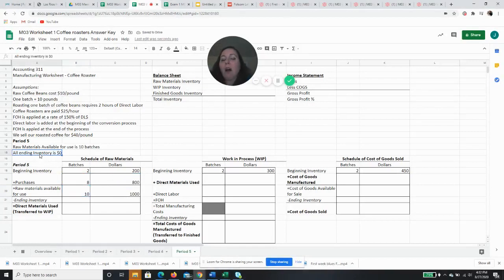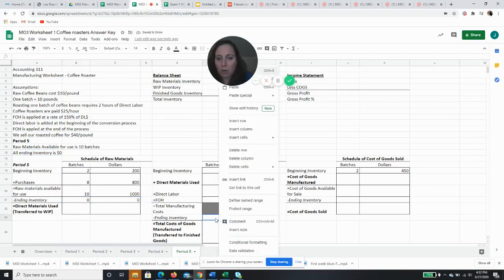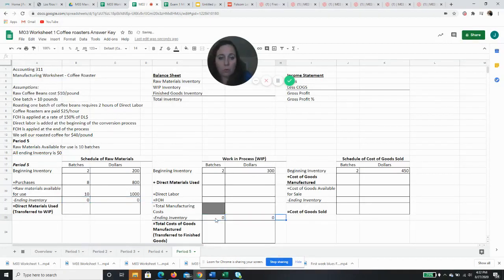All right, and then it told us all ending inventory is 0. Let's just put that in there right now. It's like we had a closeout sale and we're not doing this anymore. Or maybe, who knows, but we're going to make all of our ending inventory 0. So if raw materials available for use was 10 or $1,000 and we have nothing left in inventory, we must have used it all. So 10, 1,000. I'm going to put this right over here, 10, 1,000.